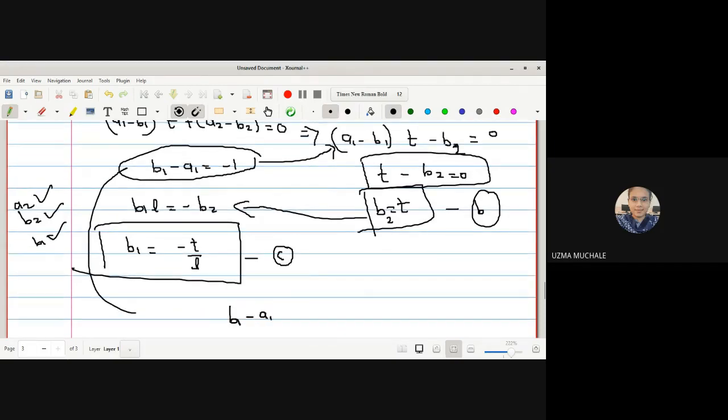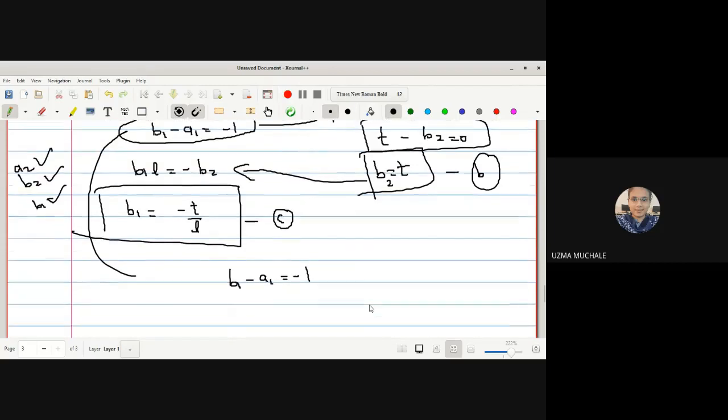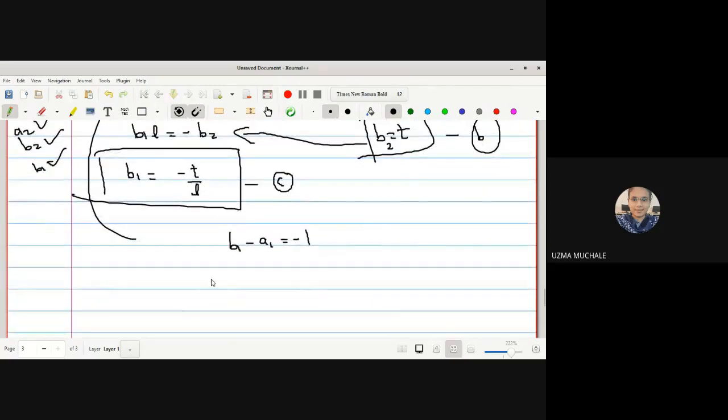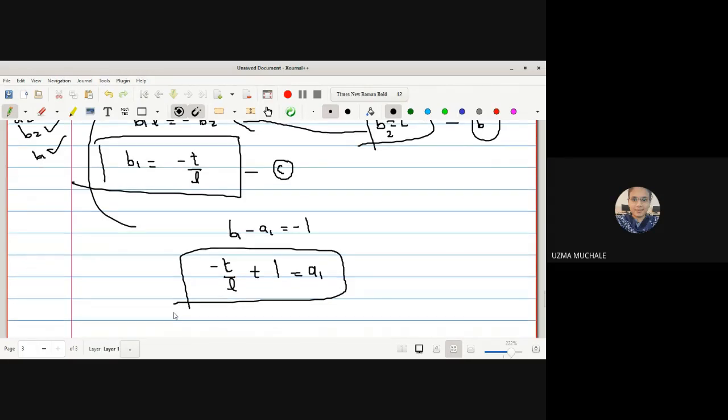B1 minus A1 is equal to minus 1. So we have the value of B1. What is the value of B1? We have calculated in equation C: minus T upon L. This minus 1 I can take here. This will be plus 1 is equal to A1, and hence we got the values of A1, A2, B1 and B2. Now simply substitute in our g of x,t.